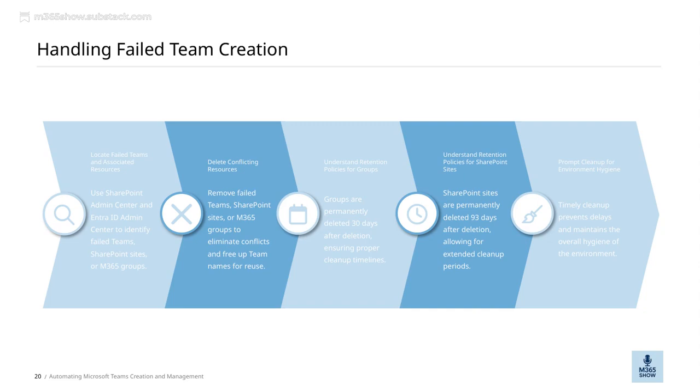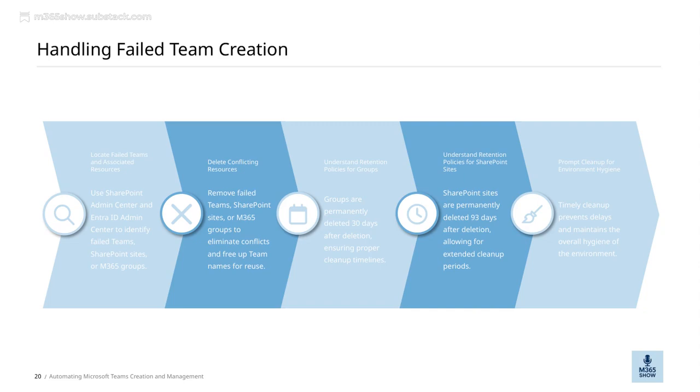Similarly, groups are permanently deleted after 30 days, so keeping track of these timelines helps us plan our cleanup efforts properly. By removing failed teams, SharePoint sites, or M365 groups, we eliminate conflicts and free up team names for reuse, which is especially important in a busy environment.